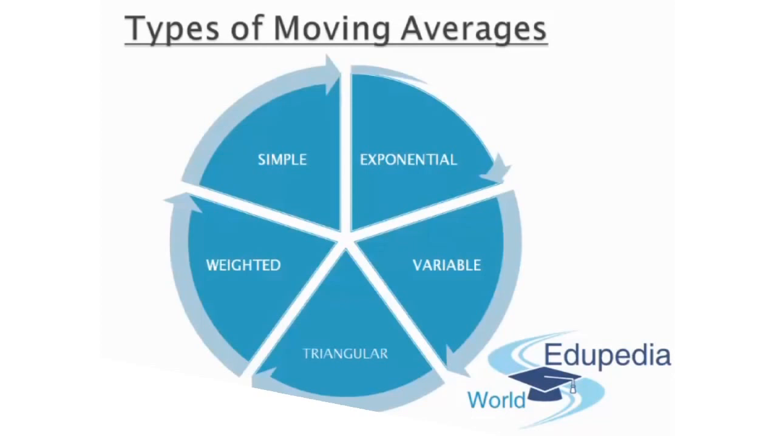First of all, we'll be taking up simple, then we'll be heading towards exponential, finally towards variable, and I'll be concluding my video with triangular. So let's get started with the simple one first. What does simple moving average mean?